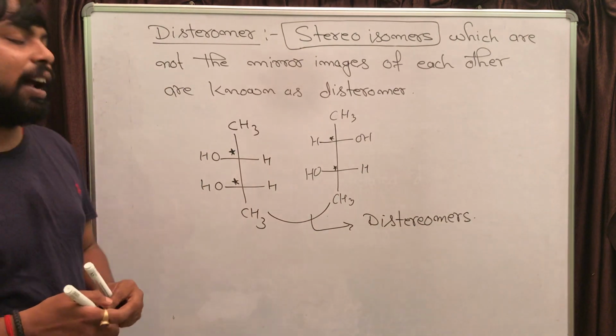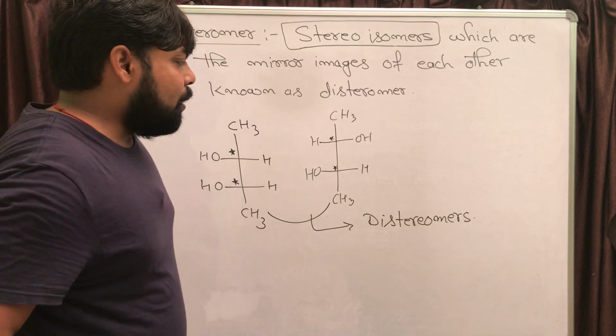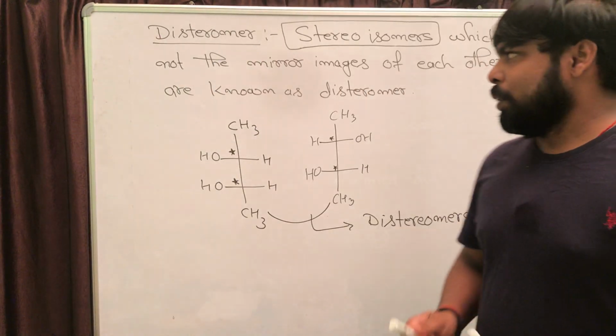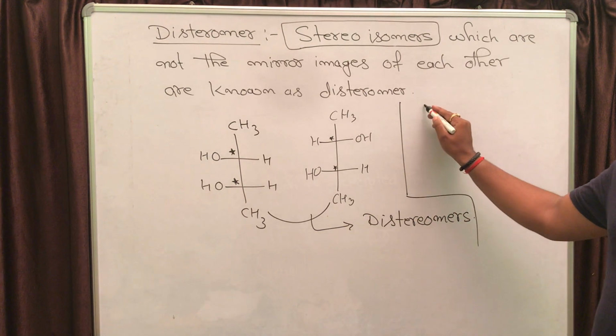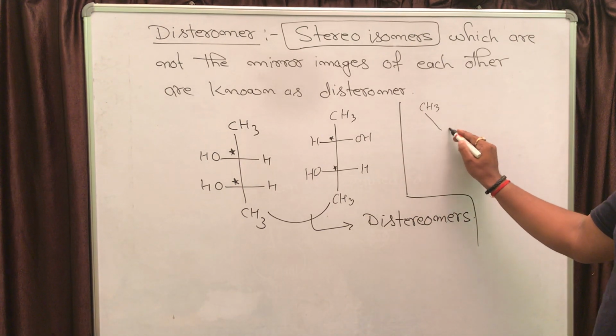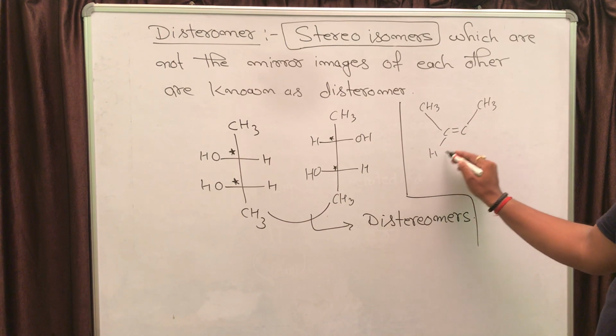Their physical and chemical properties are different. Now, one more example I also want to give you. Let's see one more example. Suppose I have cis-2-butene, and next what I am drawing is trans-2-butene.